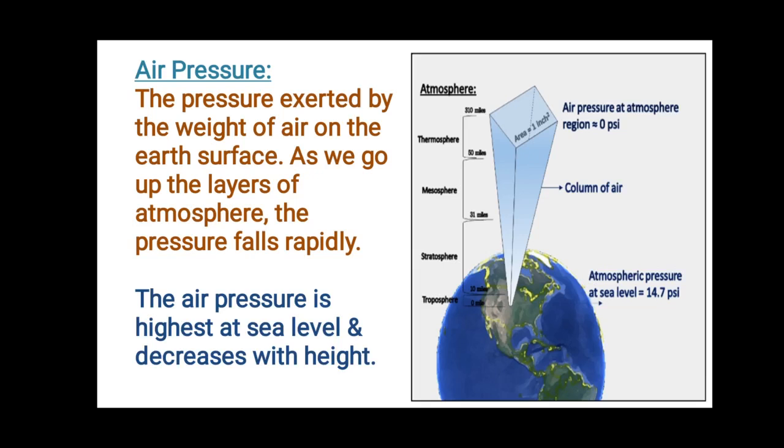So as we go up through the layers of atmosphere, from troposphere to stratosphere, stratosphere to mesosphere, mesosphere to thermosphere, like that, as you go up layer by layer above the surface, above the sea level, the pressure decreases. So if you keep on going higher, the pressure decreases. Okay.